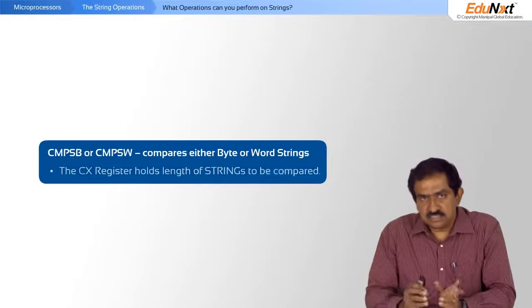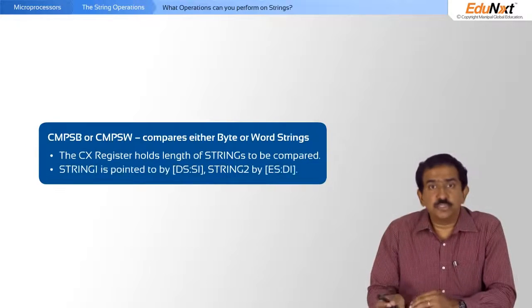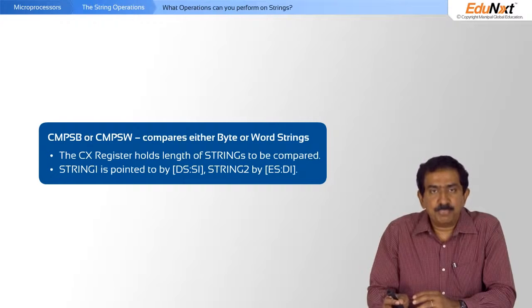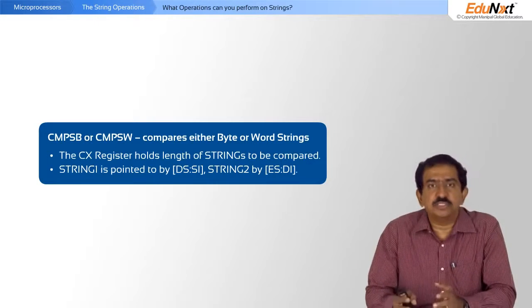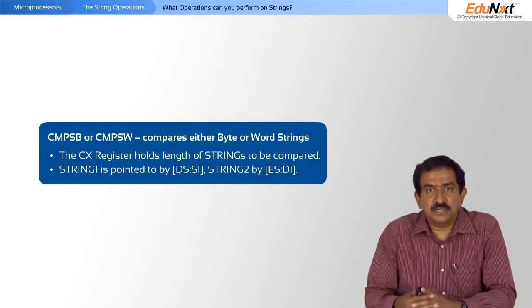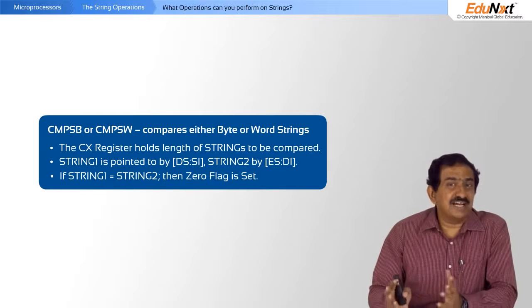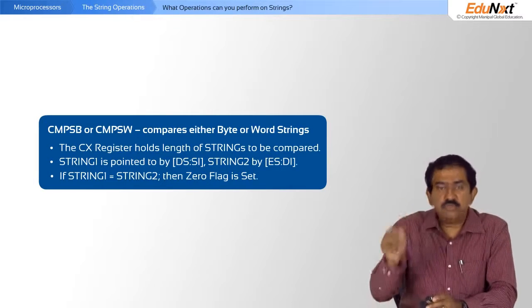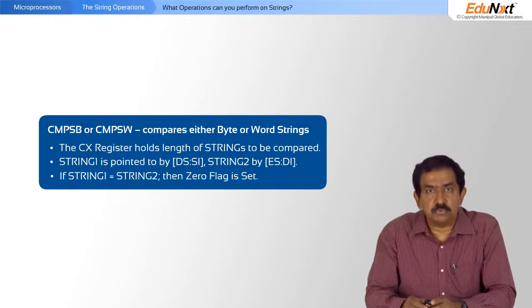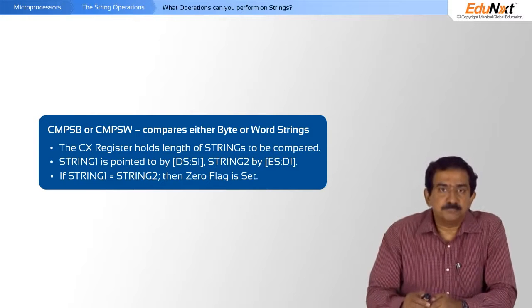And in this case, the CX register, of course, holds the length of the string. String 1 is pointed to by the data segment colon SI. The other string, string 2 if you will, is pointed to by extra segment colon DI, so ES:DI. If both the strings are identical, the zero flag is set. So at the end of this operation, all you have to do as a programmer is check the zero flag and see if it is set. If it is set, you know that the two strings are the same.